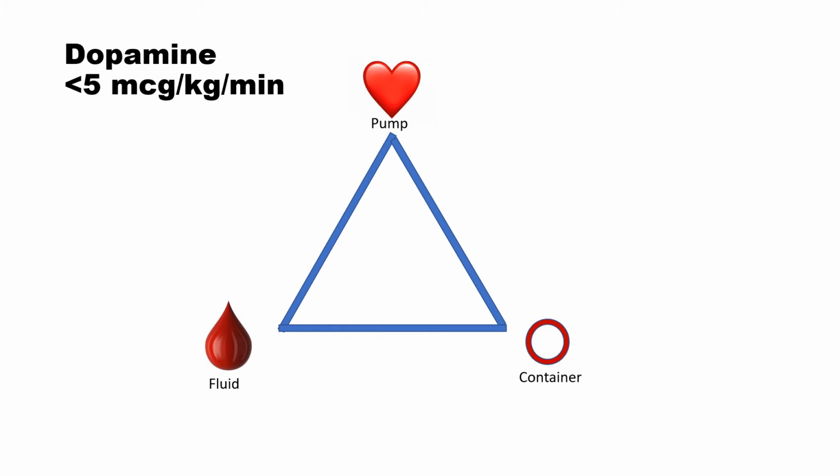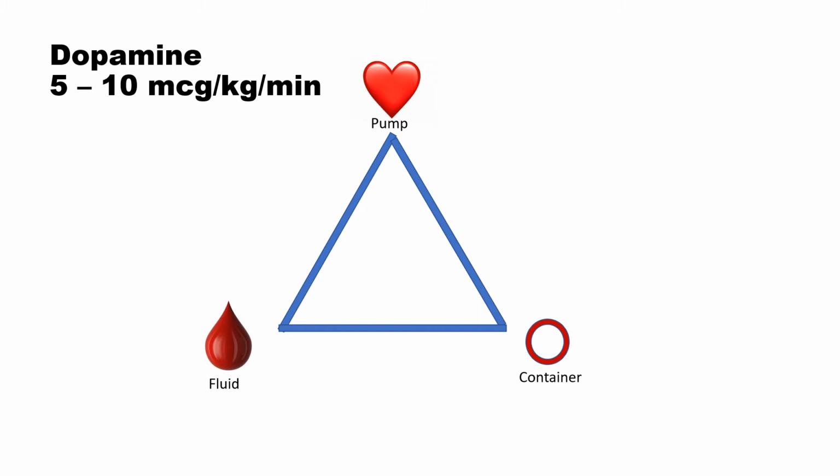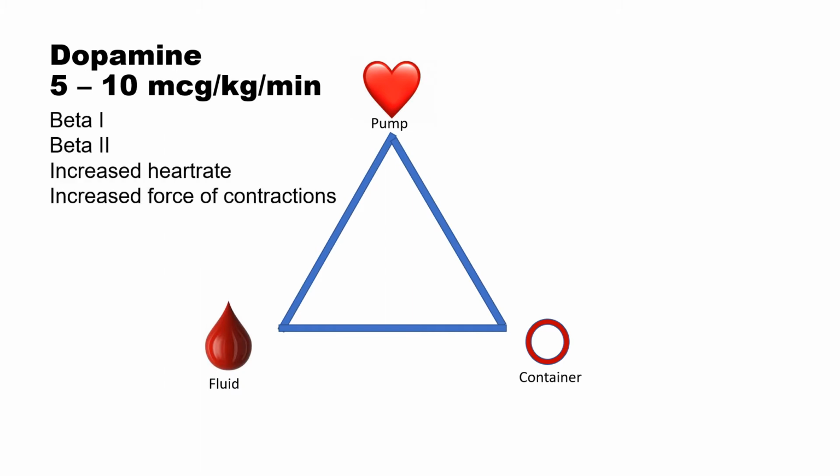Dopamine is divided into 3 different dose segments. Less than 5 micrograms per kilogram per minute acts on dopamine receptors, increasing splanchnic blood flow and renal vasodilation. EMS doesn't often use it at that rate in Rhode Island. Dopamine, 5 to 10 micrograms per kilogram per minute, acts upon beta 1 and beta 2 receptors, increasing heart rate, increasing force of contractions.